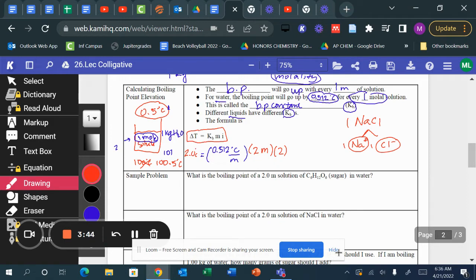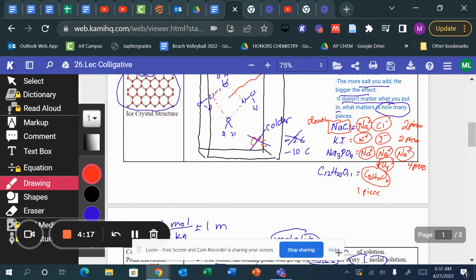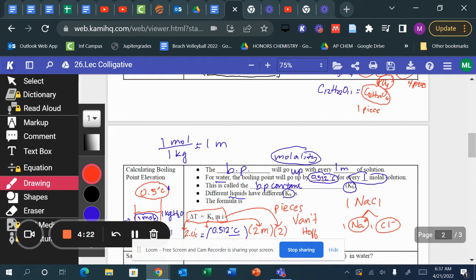Okay, so we have a formula for it, and it's like this. The delta T is the change in your boiling point temperature, which in this case will be degrees Celsius. The Kb right here is the boiling point constant. The m is the molality, and the i is the number of pieces. The i, in the book, they call it the Van't Hoff factor. And the Van't Hoff factor is pretty much just a number of pieces. For example, NaCl is 2, and so on. And Na3PO4 is 3. Sugar, a covalent compound, is 1. That's the Van't Hoff factor.